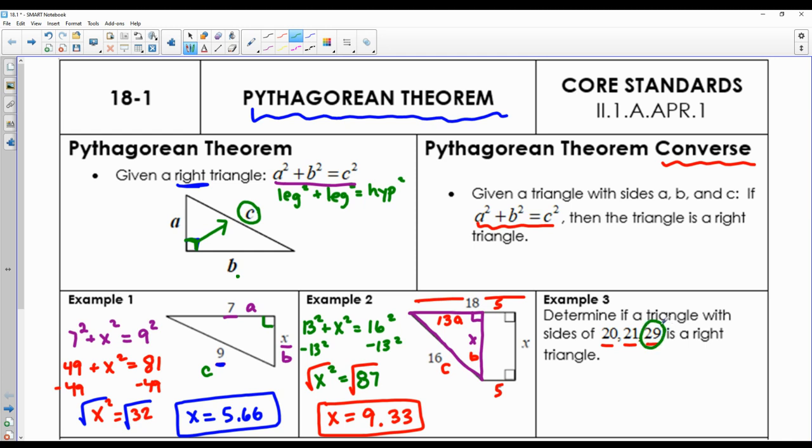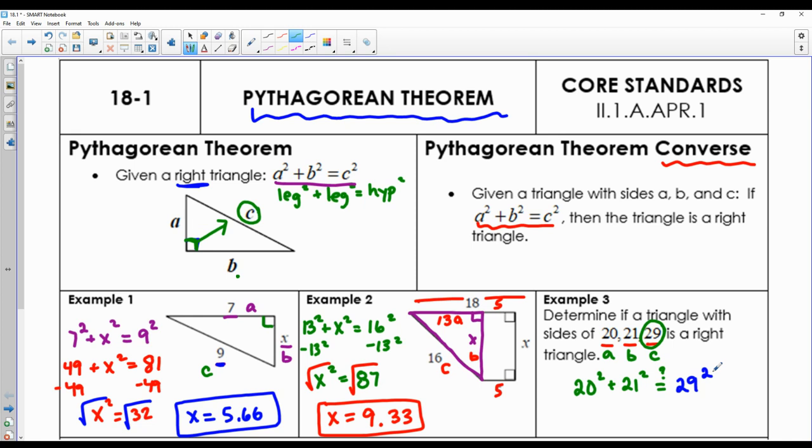So there's your C, there's your A and B, and you just have to plug them in and see if this works. Here's my A, here's my B, here's my C. So I'm going to say, is 20 squared plus 21 squared equal, and I'm going to put a little question mark because we're not sure yet, does that equal 29 squared?